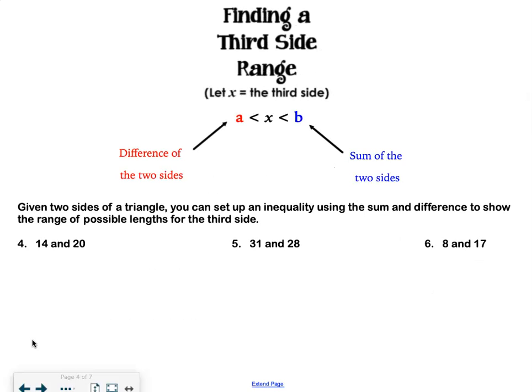So, we are given two sides, 14 and 20. Let's find the possible range. Let's start with the lower bound. We're going to subtract. What's 20 minus 14? 6. So it has to be greater than 6. And then if I add my two sides together, what do we get? 34.